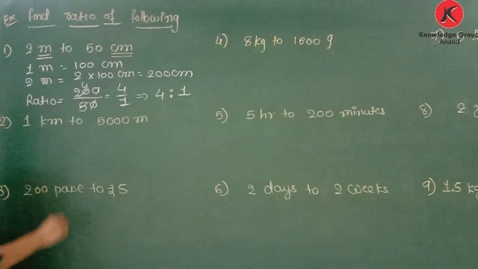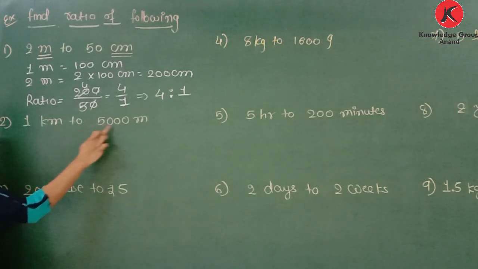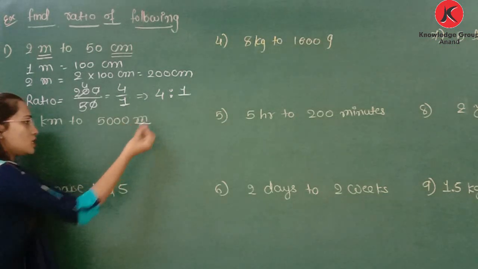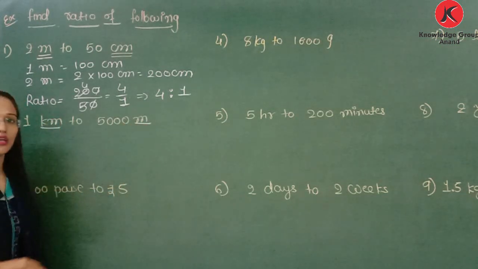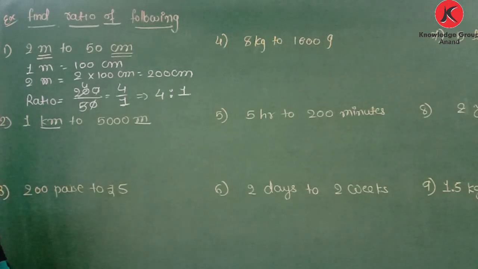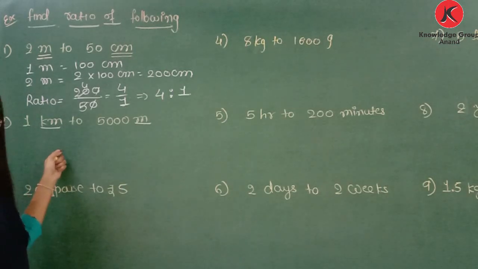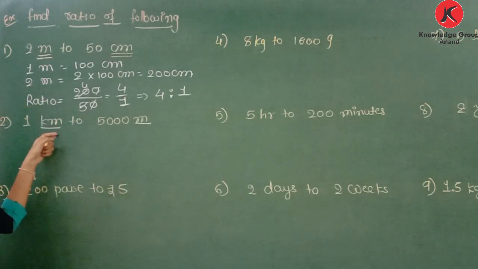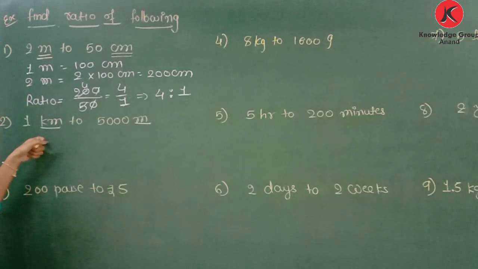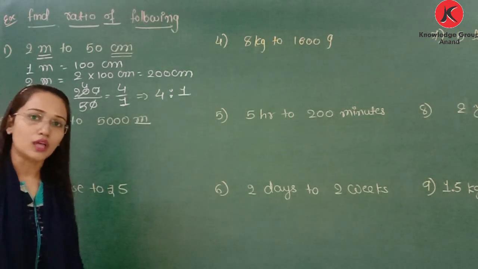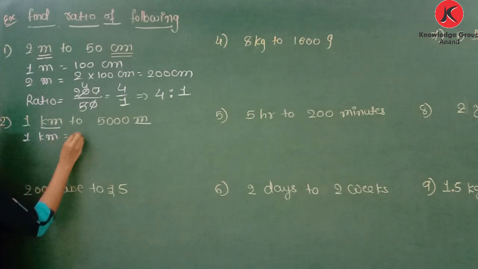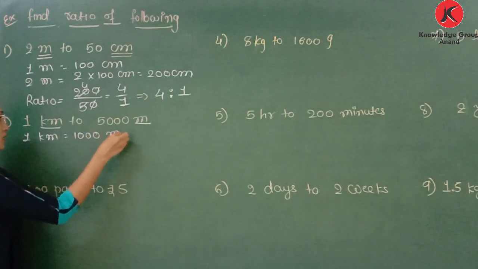Let's take one more example. 1 kilometer to 5000 meter. Here one unit is in meter and the other unit is in kilometer, so you need to perform the conversion. Now which unit will we convert? Whichever is largest. Here kilometer is larger than meter, so we convert kilometer to meter. Now 1 kilometer is equal to 1000 meter.